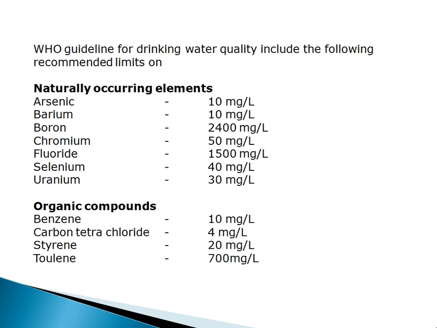WHO guidelines for drinking water quality include the following recommended limits on naturally occurring elements: arsenic 10 mg per liter, barium 10 mg per liter, boron 2400 mg per liter, fluoride 1500 mg per liter, uranium 30 mg per liter, etc. Organic compounds: benzene 10 mg per liter, carbon tetrachloride 4 mg per liter, styrene 20 mg per liter, toluene 700 mg per liter.